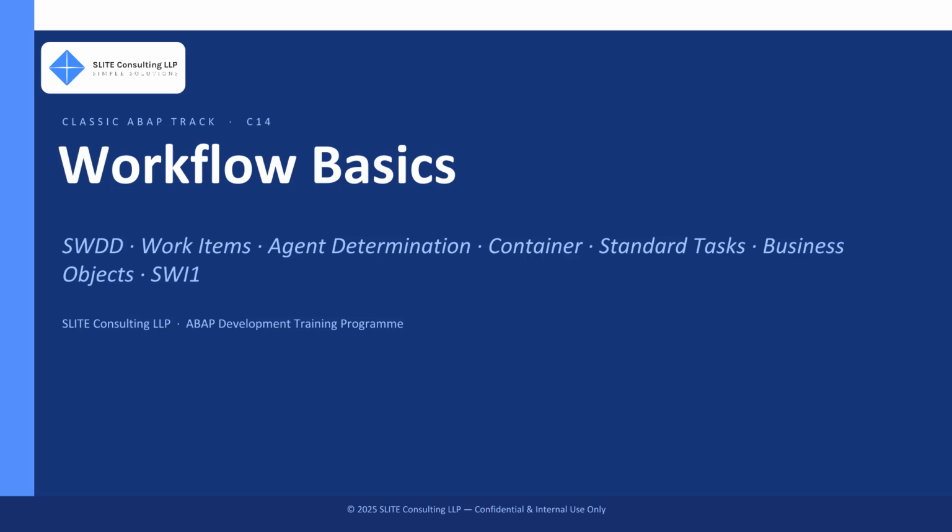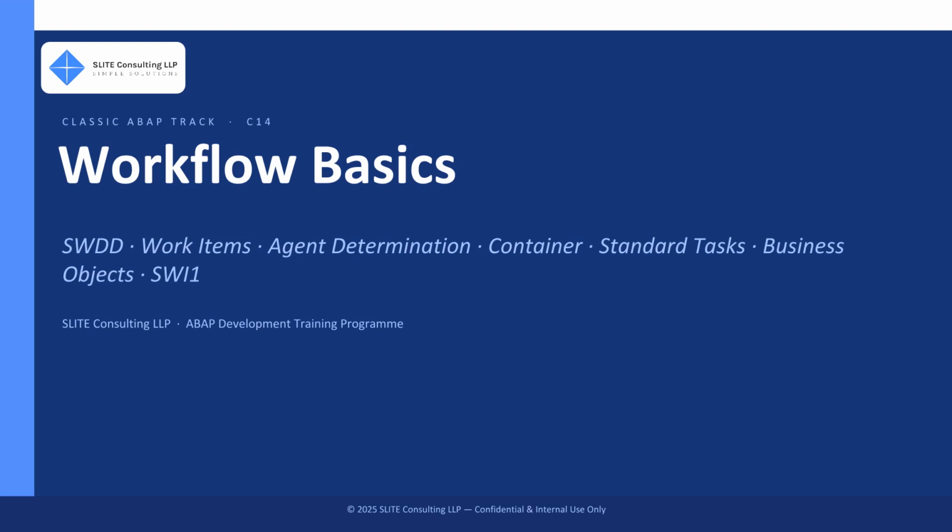A purchase order for €50,000 is created in Me21N. Someone needs to approve it before it goes to the vendor. But who? How does SAP know? How does the approver get notified? How does the system remember what decision was made and what happens next?